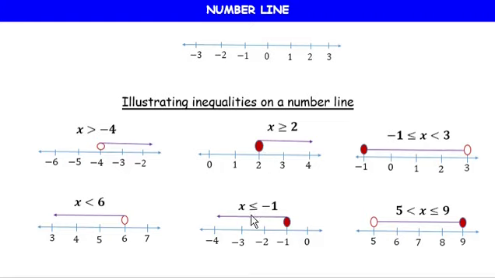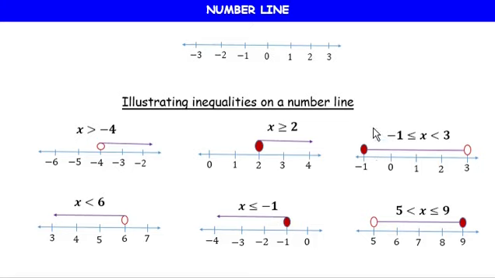Okay, let's come to less than or equal to. This one too is similar to the less than. The only difference is that you shade the circle, and then the arrow points towards the left. So that is less than or equal to.